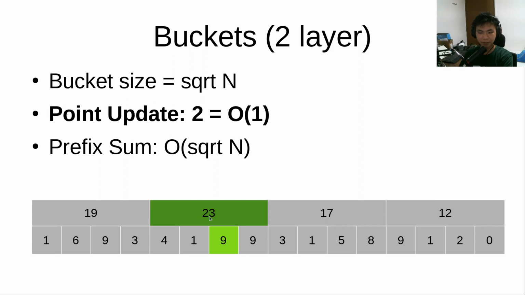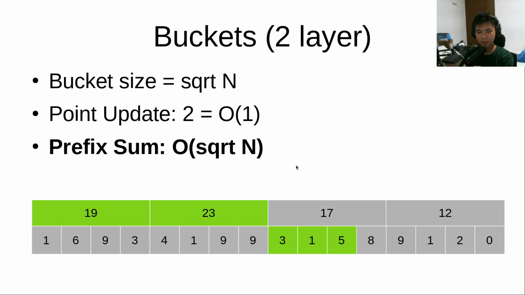and I go up to the bucket that stores its sum, and I update it as well, adding the amount that I added to the array element. And so now every point update just takes 2 operations: one for the array itself and one for the bucket that it belongs to.